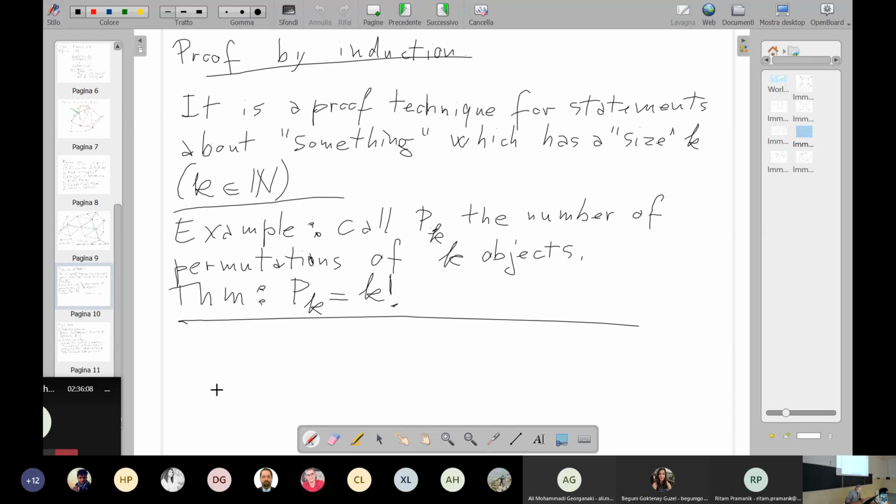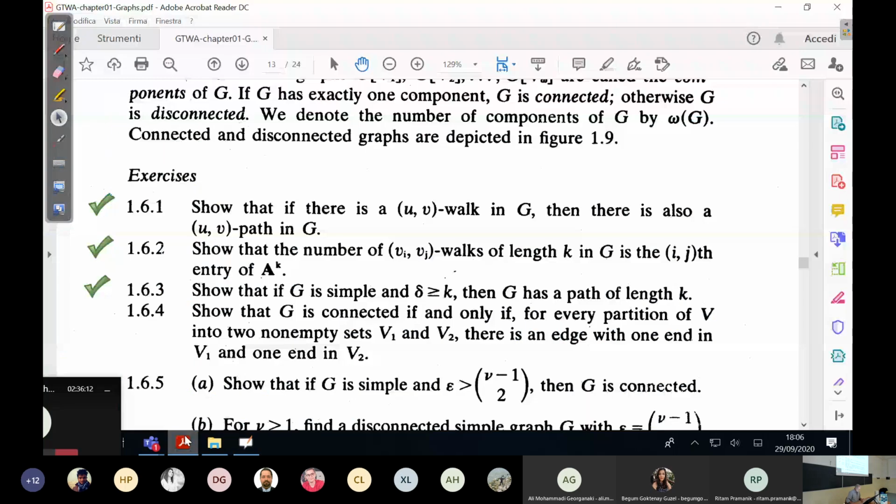But in our true case, it's not that. It's, for instance, let's take this. If g is simple and delta is greater than or equal to k, then g has at least one path of at least length k. Okay? This is our statement with something which is of size k. What is this size k? It is this lower bound for small delta.